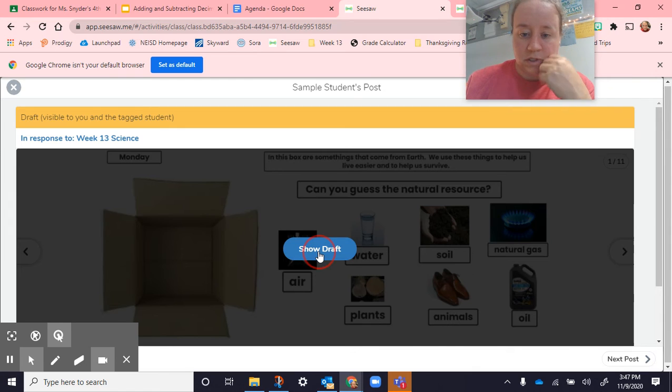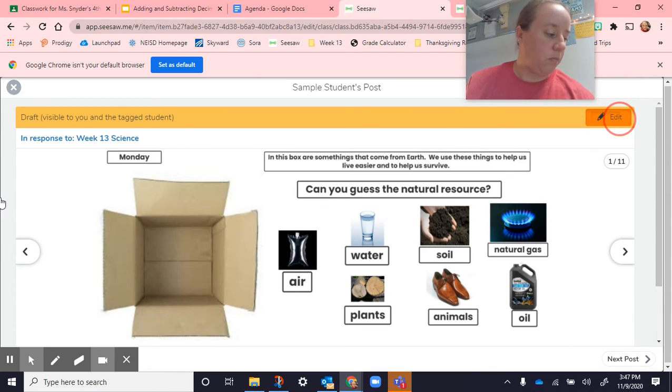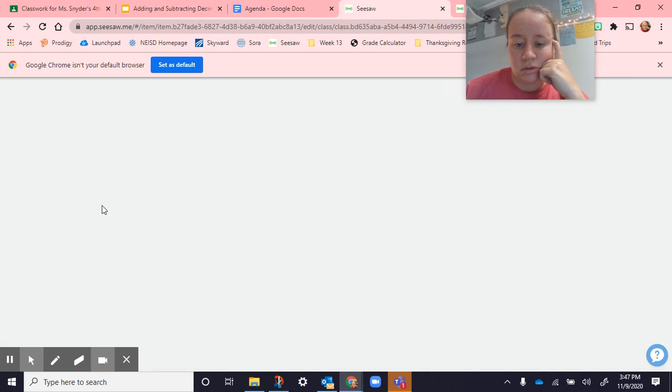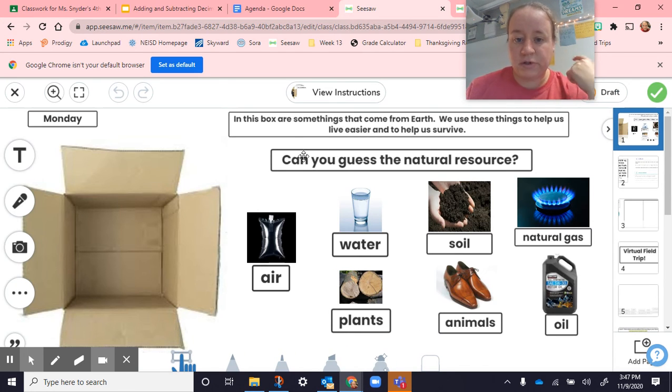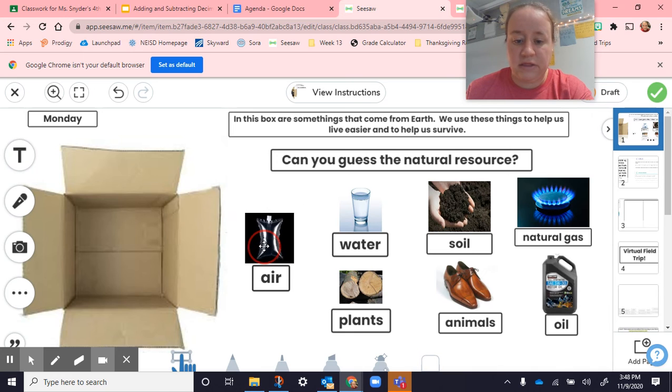All right. So we had all these items in the box and we were pulling them out one at a time, and we were looking at the items in the box and we were guessing their natural resource. So let me get this all the way opened. So natural resources are things that come from Earth, and we use them. It says right here, we use these things to help us live easier and to help us survive. So all of these things were in the box, and we just dragged them out, separated them, and we wrote down each of the resources.